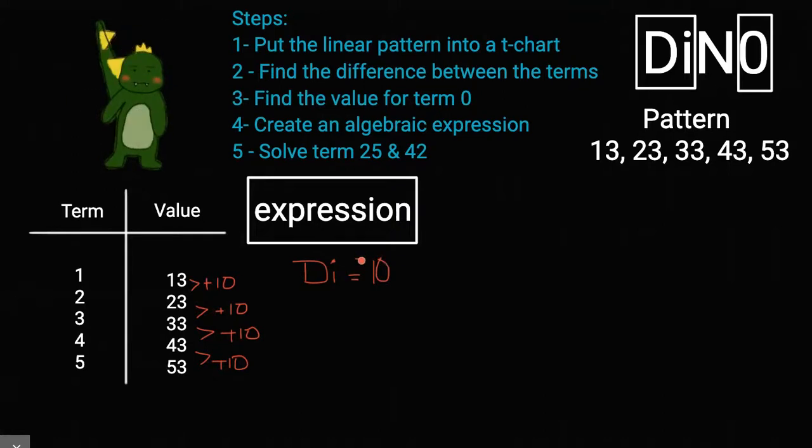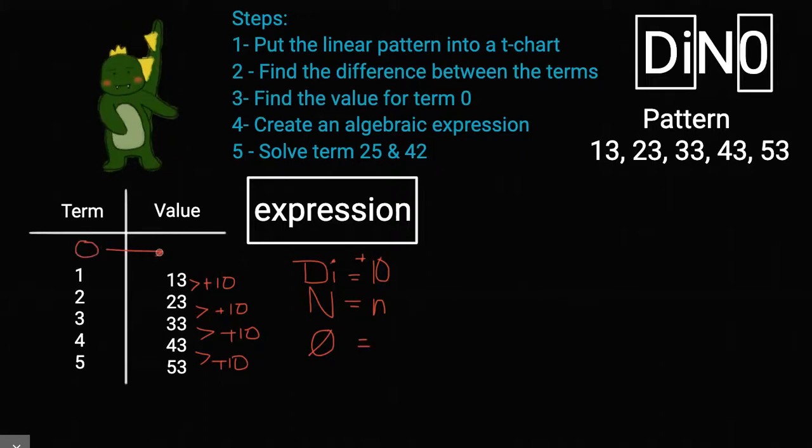Or plus 10. Now I know that the variable I want to use is n. And then term 0 is the one I need to solve for. So I have term 0 here, and I want to find my value. Going down, we're adding 10 every time, so this will be no different. Something plus 10 equals 13, or 13 minus 10 will equal term 0. So the answer is 3. 3 plus 10 is 13, and so on. So positive 3.